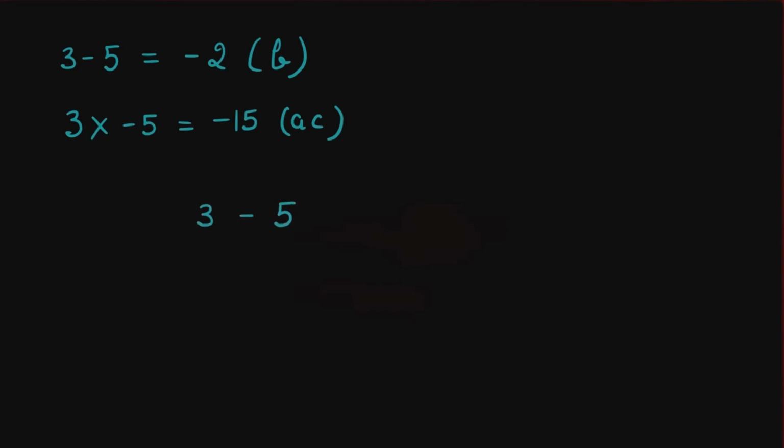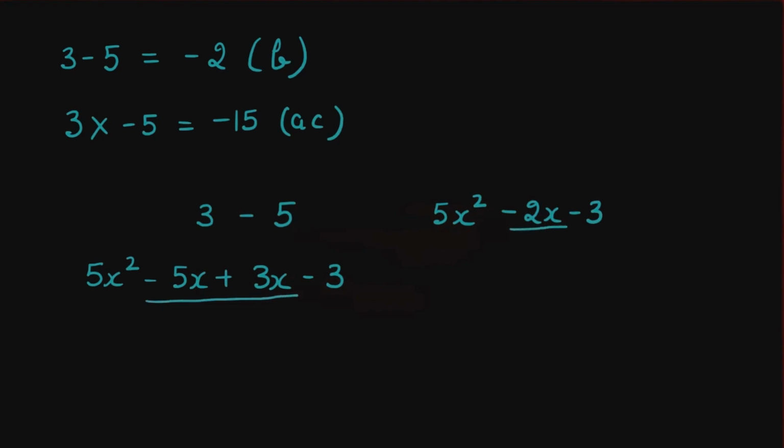Now we have to rewrite the equation as 5x squared minus 5x plus 3x minus 3. The original equation was 5x squared minus 2x minus 3. So if you see, minus 5x plus 3x will give you minus 2x. So what have we done here? We have split the middle term. After we split the middle term, we have to divide the equation into two parts.